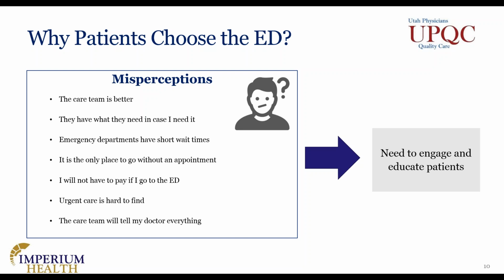But one of the misperceptions is that the care team is better. That's not always necessarily true. You might have just as good, if not a better nurse working in an urgent care, just as good, if not a better provider working in an urgent care clinic than you might find in an emergency department. There's often that patient perception of, well, they'll have all those extra services in case I need it. Just because they have it doesn't mean it's going to be used appropriately.